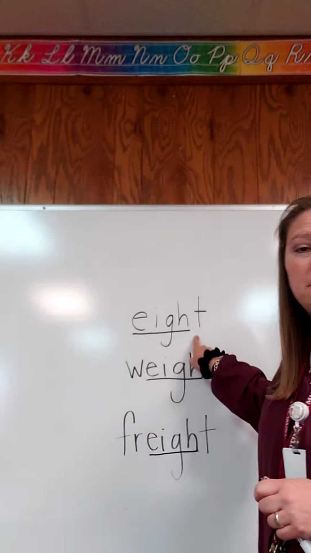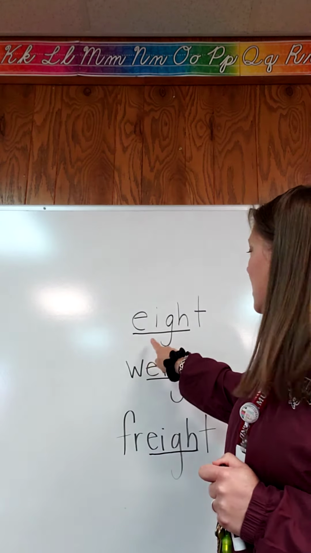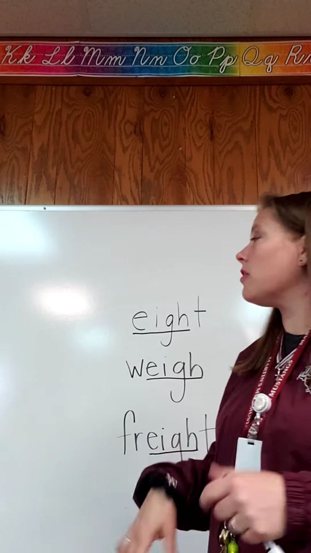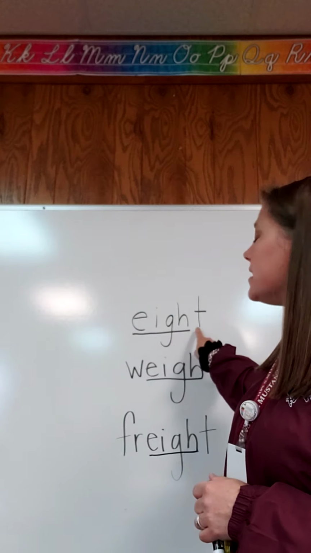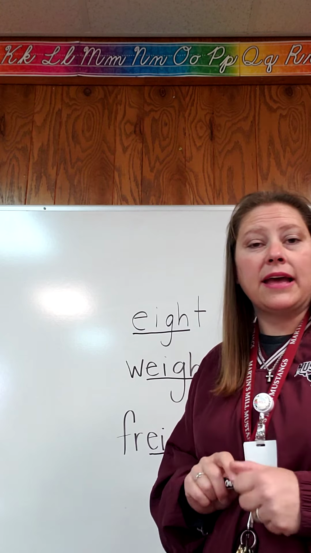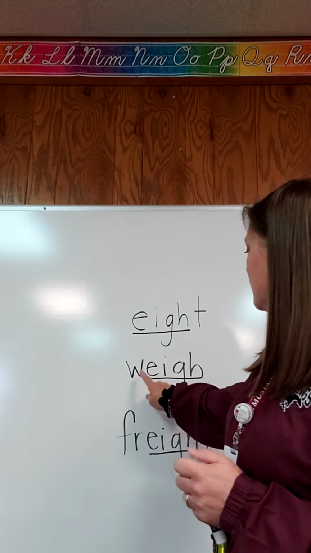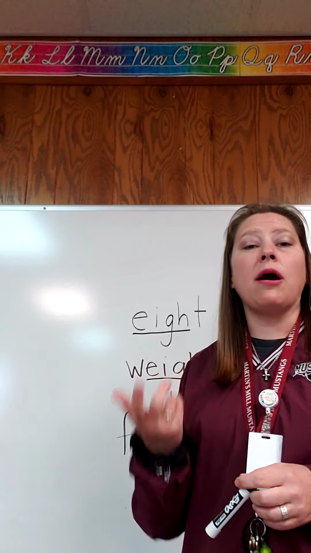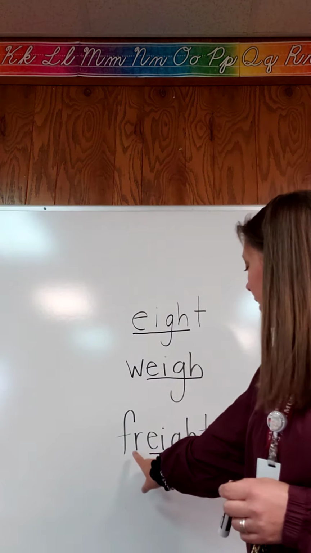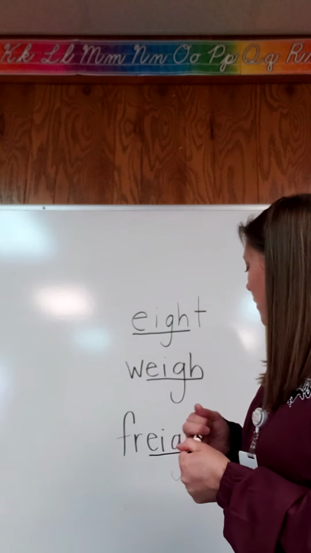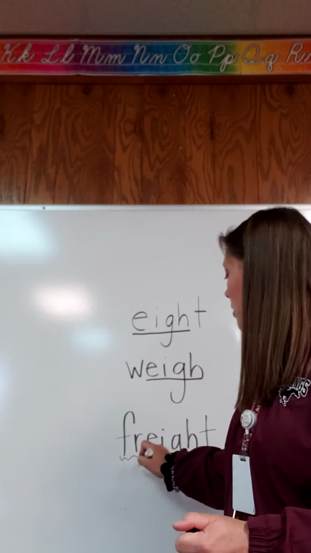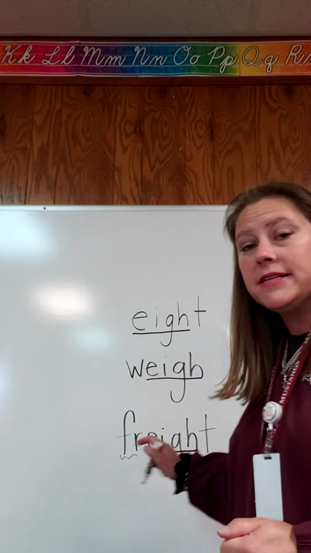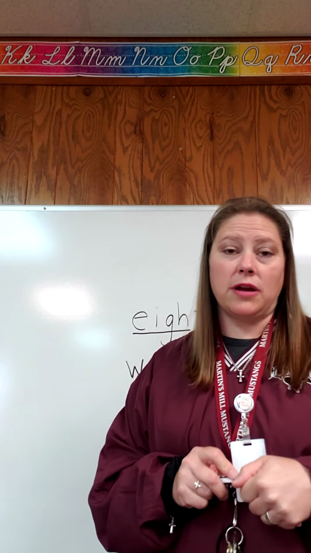First word, there's not going to be any other coding on it, but we just discussed the fact that quadrigraph E-I-G-H says A. So let's just put that together. A-T, 8, as in the number 8. W-A, weigh, as in how much do you weigh. And we can go ahead and code that as a blend. Freight, freight, as in a freight train.